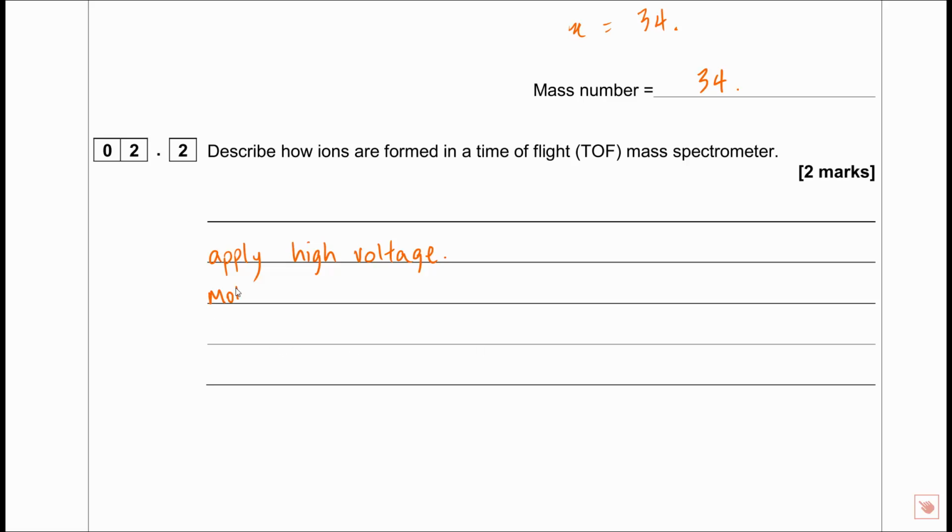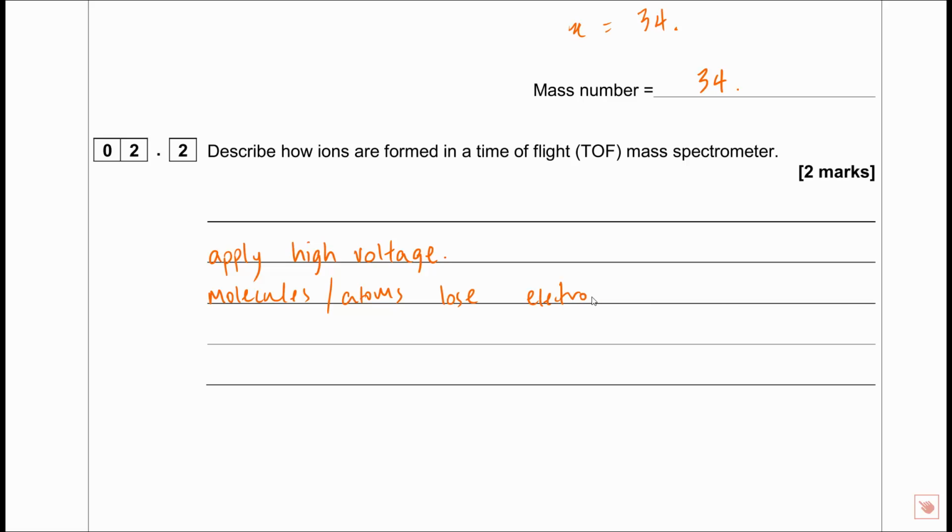And molecules or atoms, I guess whatever we're using, lose electrons. They've got molecules written down here, but it sounds ridiculous. I don't understand why they've put molecules when this question is looking at atoms. Anyway, molecules or atoms lose electrons.